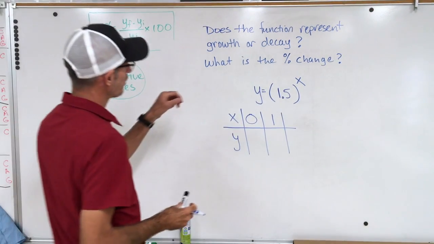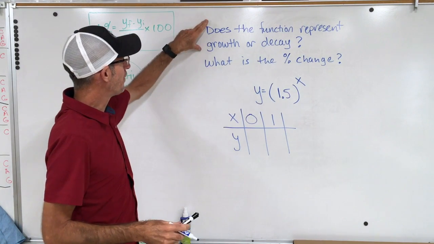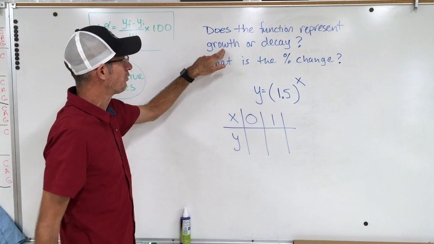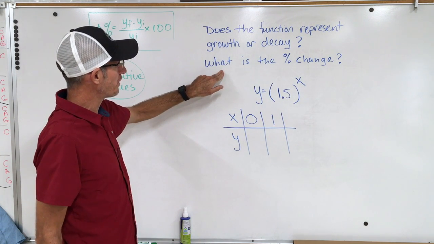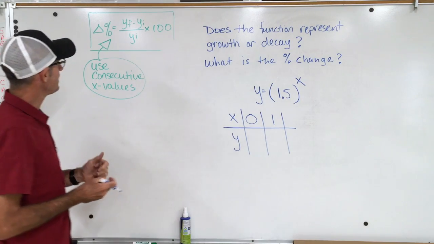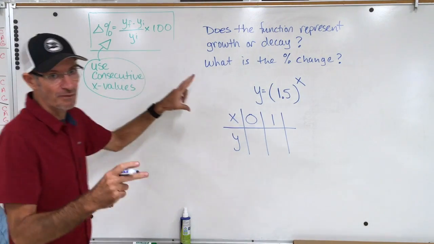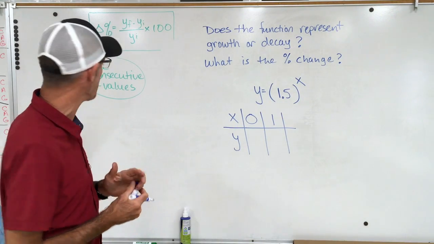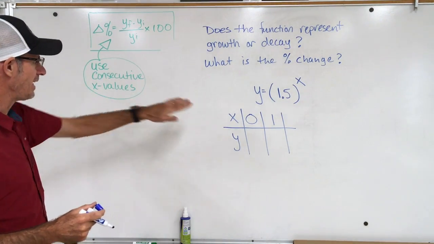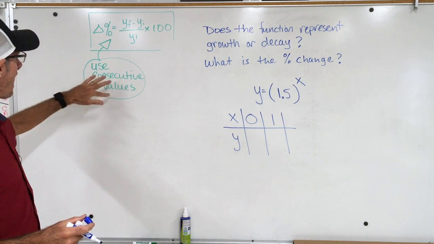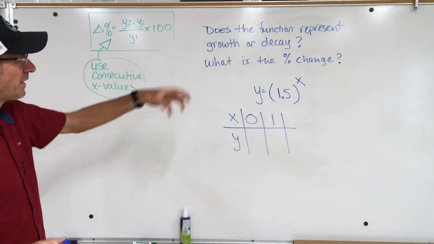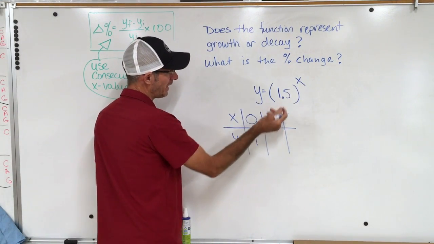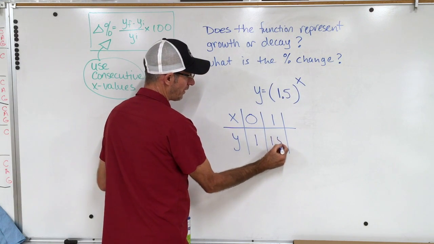All right, again, we're working with an exponential function. We want to know if it's growth or decay. This one is obviously growth because our b value is greater than 1, and we want to know the percent change. So because it's an exponential function, I know that the percent change will be the same no matter which 2 consecutive days I pick. So if I pick day 0 and day 1, it's easy to calculate, and those are consecutive days, and it's exponential growth, so this should work out. So 1.5 to the 0 power is 1, and 1.5 to the 1 power is 1.5.